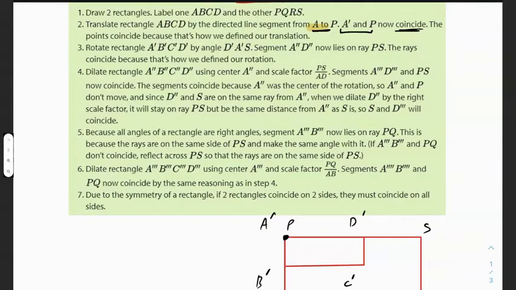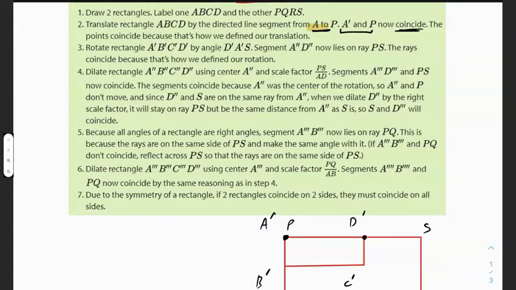Okay, so now this kid says we're going to rotate A prime, B prime, C prime, D prime by the angle D prime, A prime, S prime. If you look at that, D prime, A prime, and S is just this zero angle. It's not like this kind of angle. So let me try to figure that out.